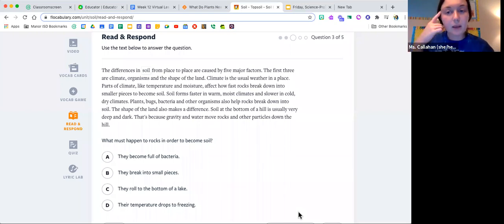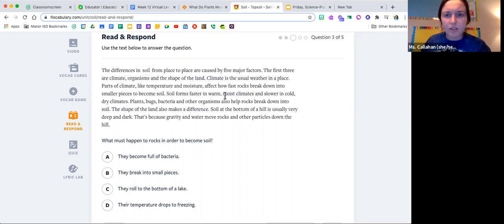Okay, well, let's think about rocks becoming soil. Okay, they become full of bacteria. Did it say anything about becoming bacteria? It says parts of climate affect how fast they break down.